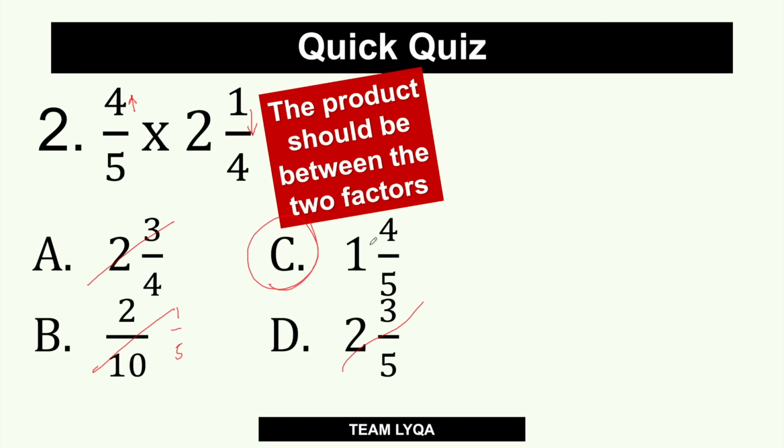Check natin using the traditional method. So, you have 4 over 5 times, and then i-convert ko lang to into an improper fraction. 2 times 4 is 8, plus 1, that is 9, over 4. So, 9 times 4 is 36, over 20. So, you have 1 and 16 over 20, or 1 and 4 over 5.